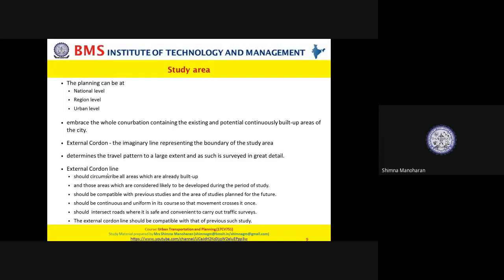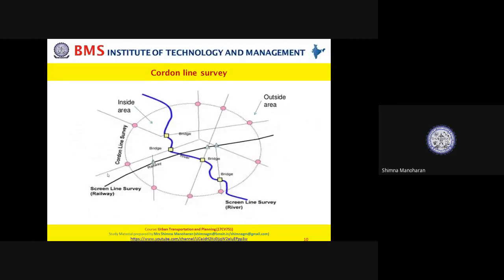So it is always important that this cordon line intersects roads which are safe, so that the engineers or the surveyors can carry out the traffic survey without any problem with their safety. You cannot choose any road which is an accident prone area, right? Because the engineers or the staff have to conduct traffic surveys. So that should also be one condition. So this is nothing but the cordon line.